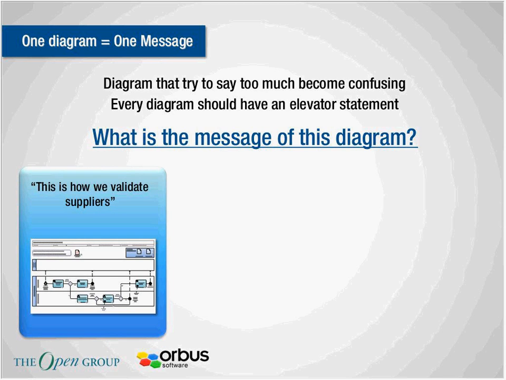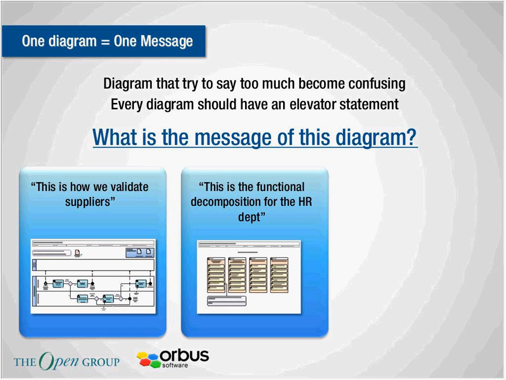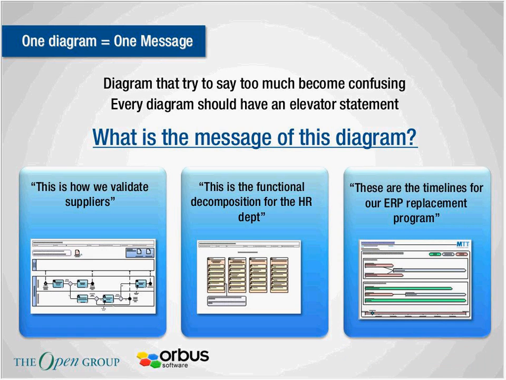For a map, the elevator statement might be how we validate suppliers. For a position diagram, it might be what is the functional decomposition for this department. A time diagram might be timelines for our replacement program.